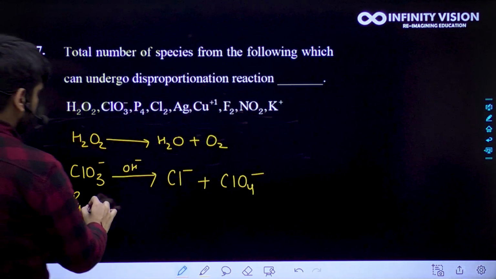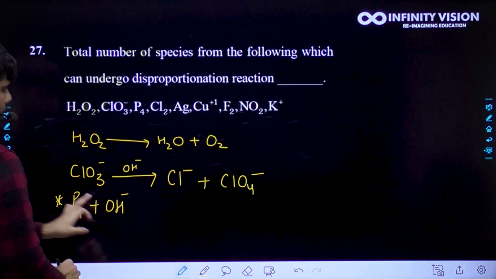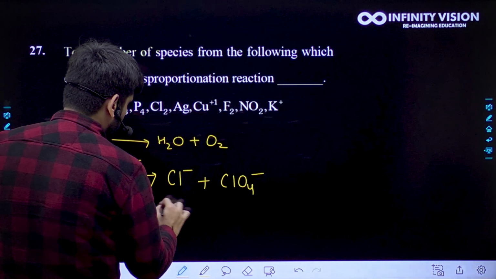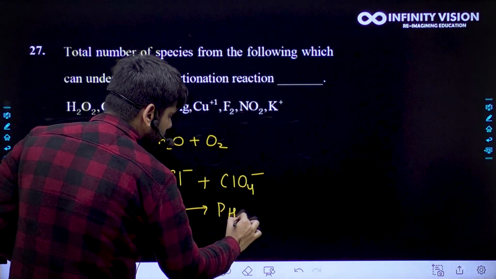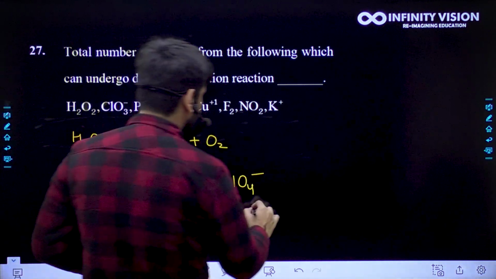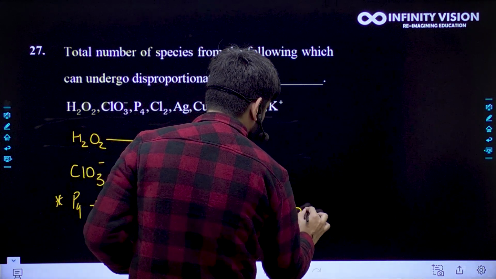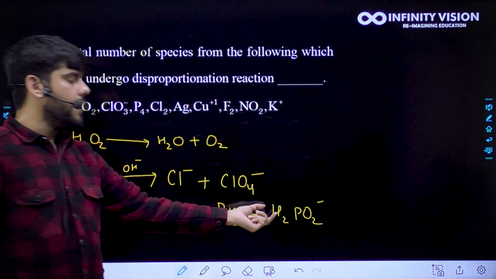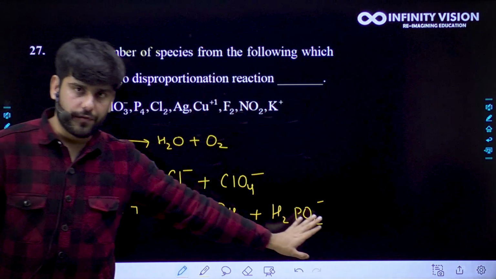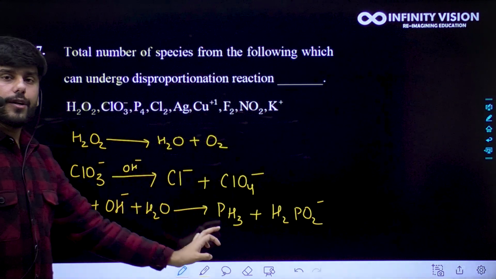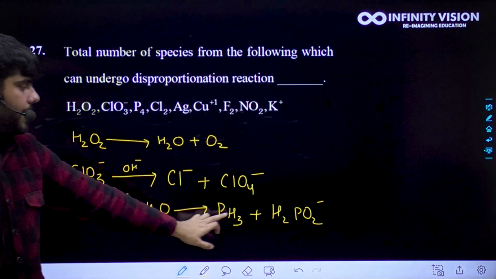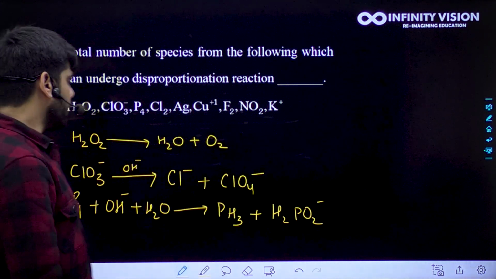In fact, we know that this reaction in the presence of a base, and we take H2O. What do we get? PH3, right? This is PH3, plus we get H2PO2 negative, that means dihydrogen hypophosphite ion. So P4 disproportionates into PH3 and dihydrogen hypophosphite ion.